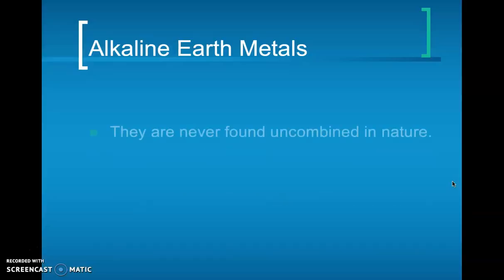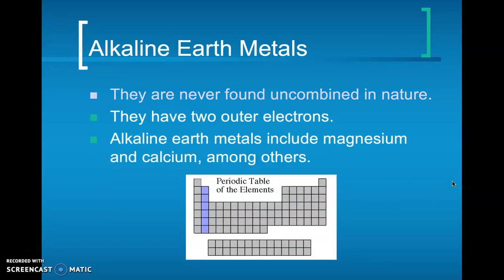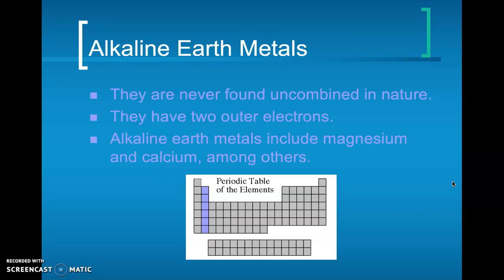Learning targets. So the alkaline earth metals, these are the next group over, so the second column. They are never found uncombined in nature. They have 2 outer electrons, and the alkaline earth metals include magnesium and calcium among some other things.